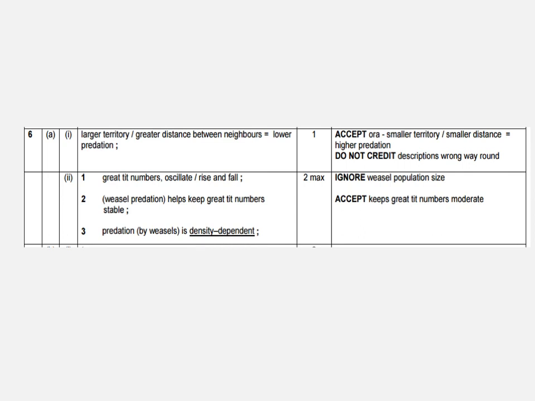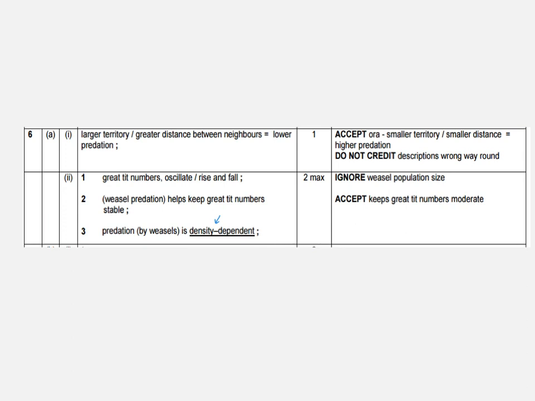And obviously, as you could see in the previous graph, so it said using figure 6.1, the closer together the neighbours are, or the closer together the nests are of the great tit, the more likely they are to be predated. So predation by weasels is density dependent. It depends on how many individuals of great tit there are to hunt. And the more there are, the more that they're going to be hunted.